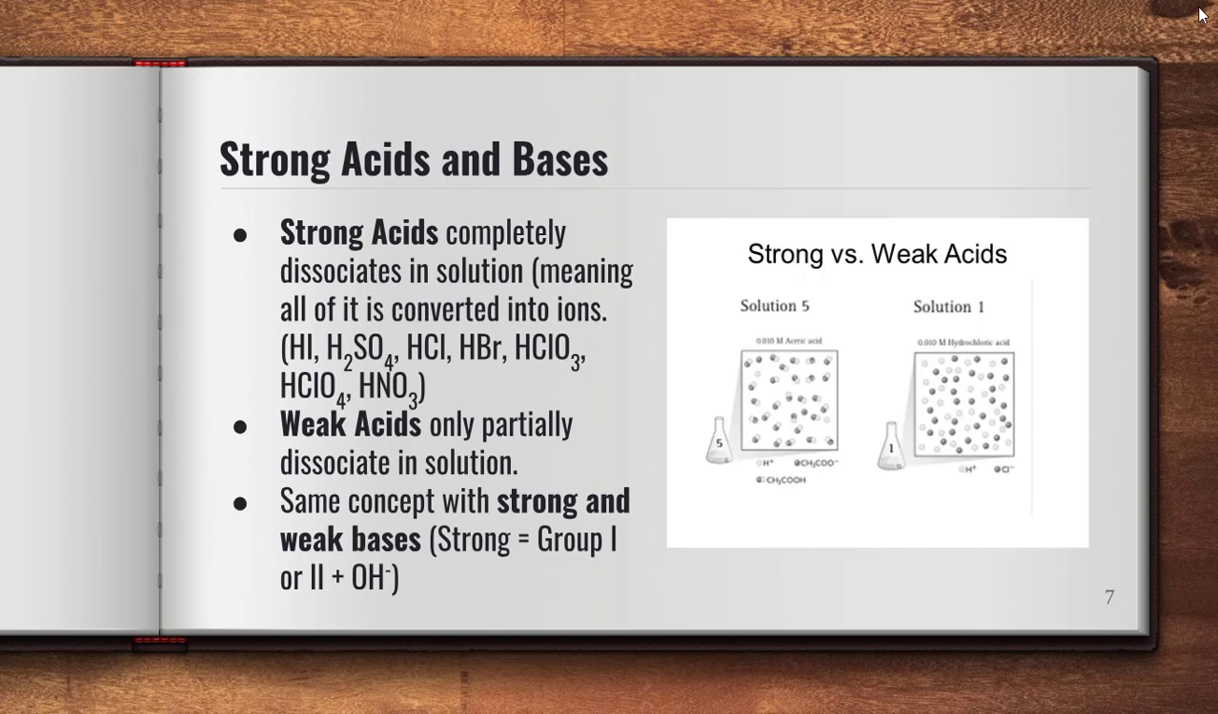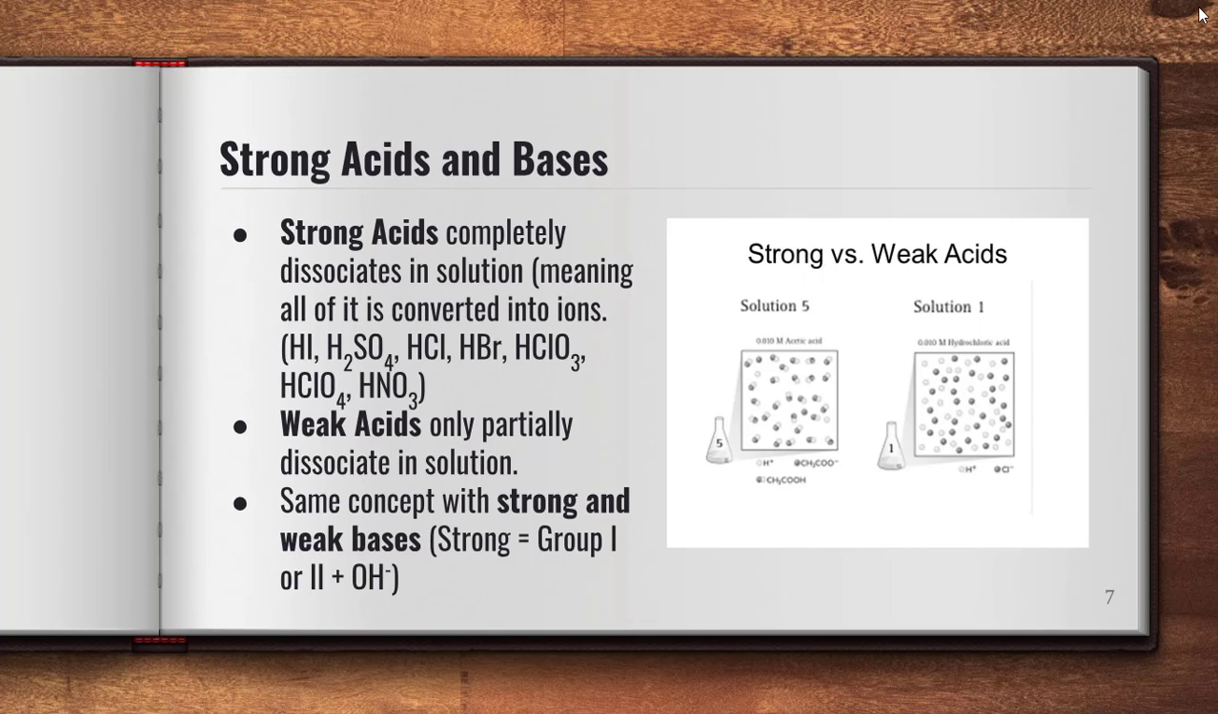Now, there are some differences between strong acids and weak acids, and same thing with strong bases and weak bases. Strong acids completely dissociate in solution, meaning if I take the acid and I put it into solution, all of it's going to convert into H+ and its ions. And there are 7 strong acids. There's HI, H2SO4, HCl, HBr, HClO3, HClO4, and HNO3. So these acids completely dissociate in solution, so you get all of the H+ ions.